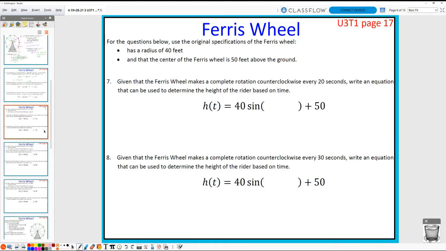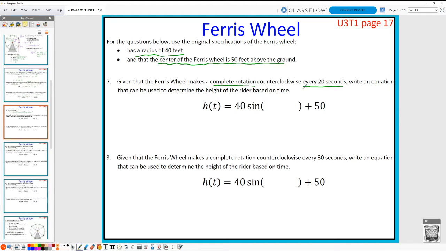Now here's a different concept. Now we're fixing the radius as 40 feet. Center to the ground is 50. So you can see these are all 40, 50, 40, 50. Okay. Now the difference here is we have a new piece of information given to us. The Ferris wheel makes a complete rotation every 20 seconds.